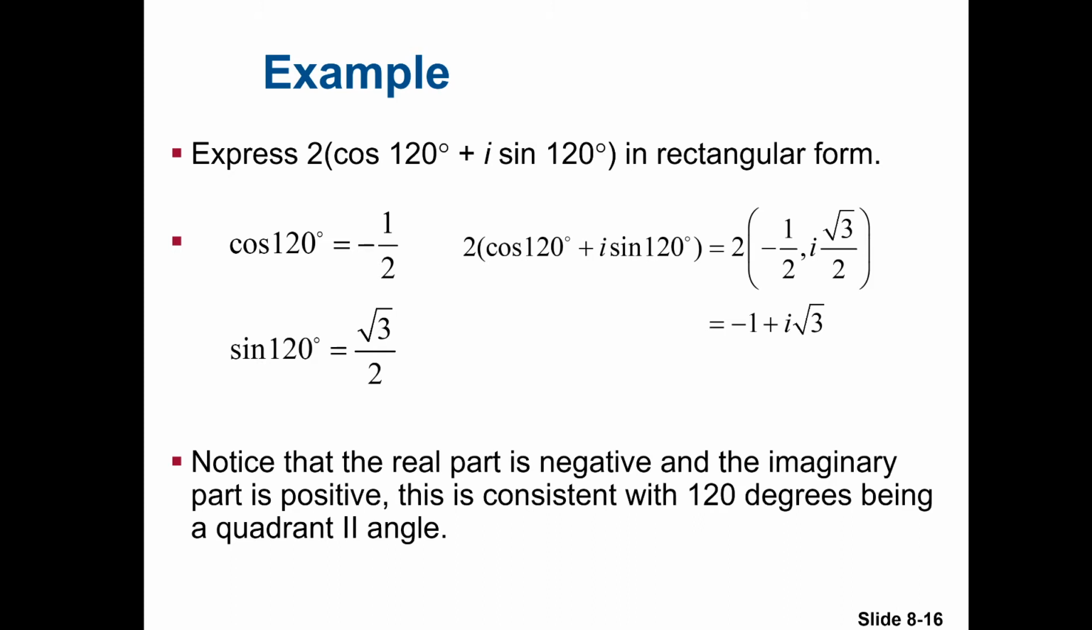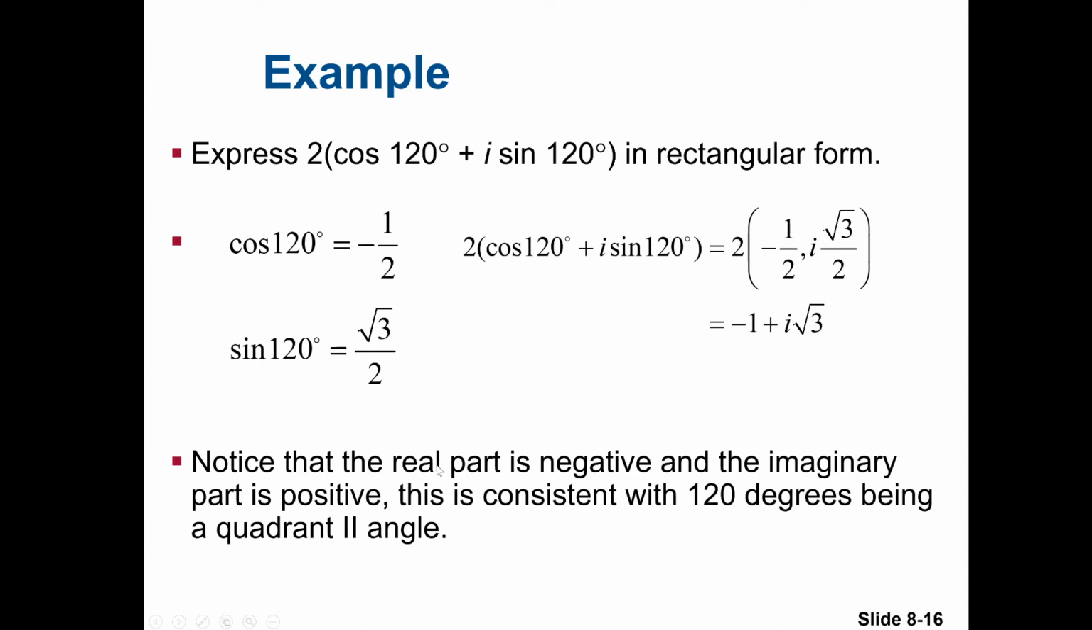So first, you want to find out what cosine of 120 is. According to the unit circle, it is negative 1/2. Sine of 120 is root 3 over 2. So once you rewrite it, this can be written as 2 times the quantity of negative 1/2 plus i root 3 over 2. Then distribute, and you'll end up with negative 1 plus i root 3.